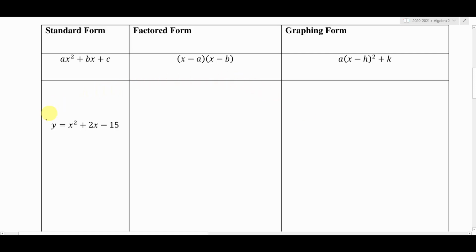Here in just a minute. So our first problem that we have here, we have y equals x squared plus 2x minus 15. And I want to take this parabola and I want to rewrite it in a factored form. All right, and the way that we do this is we use what's called a box and diamond method.